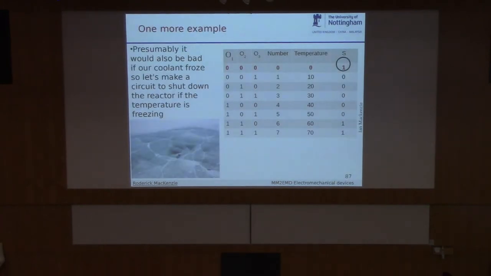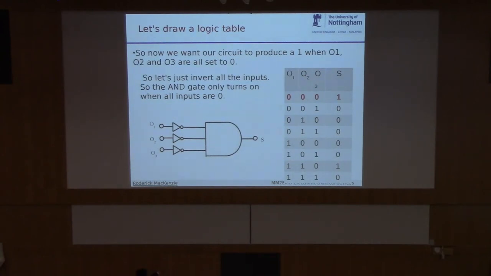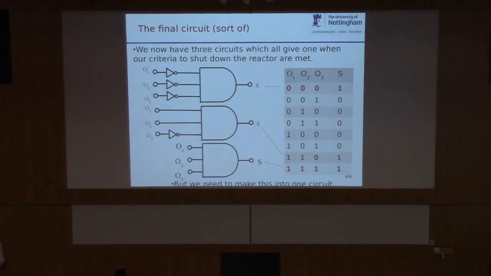So now, let's do one more, just to hammer the point home. Presumably it's bad if the water in our nuclear reactor freezes. I don't know, but presumably it is bad. So let's also cut it off when the water freezes. Again, we use an AND gate, and we want our circuit to produce a 1 when it has a 0, a 0, and a 0 going in. So here's the output from our thermometer. We have O1, O2, and O3. In this state, we've got 0, 0, and 0. But because they're all going into NOT gates, we get 1, 1, and 1, and our AND gate will output 1. Okay? So now we've solved this problem. We've got three circuits that will all spit out 1s in the specific conditions when we want them to.